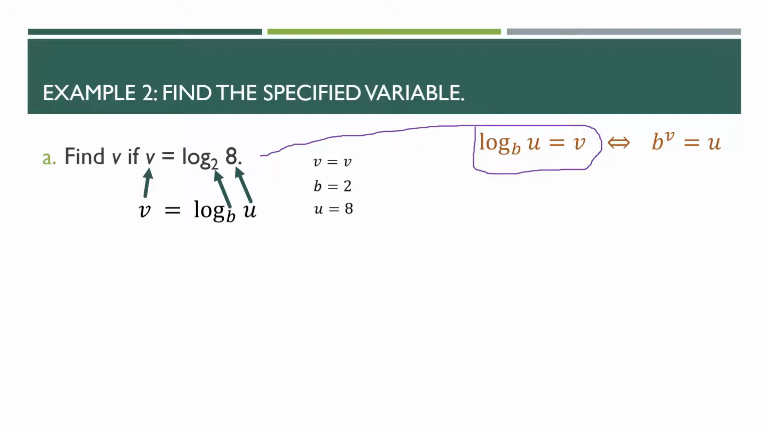All right, so now we know what each of our letters represents. Now you're going to take those 3 numbers or variables and plug them into the right-hand side of your definition. So for b, we're plugging in 2. For v, we're just plugging in v. And then for u, we're plugging in 8. So we have 2 to the v equals 8.